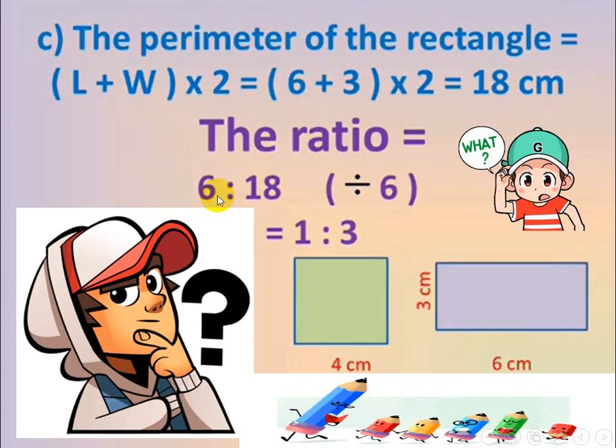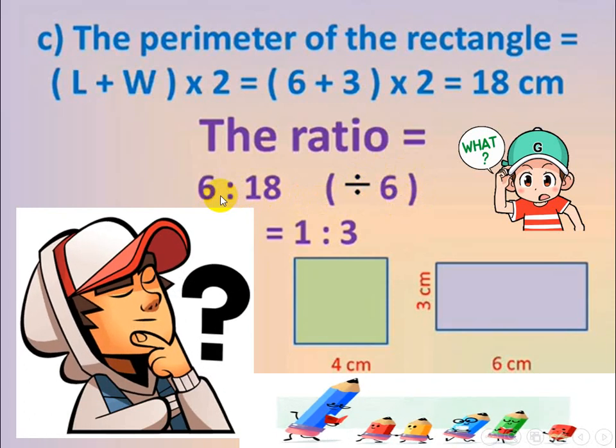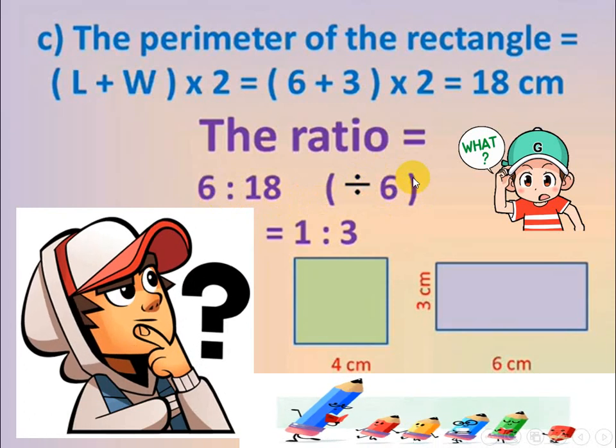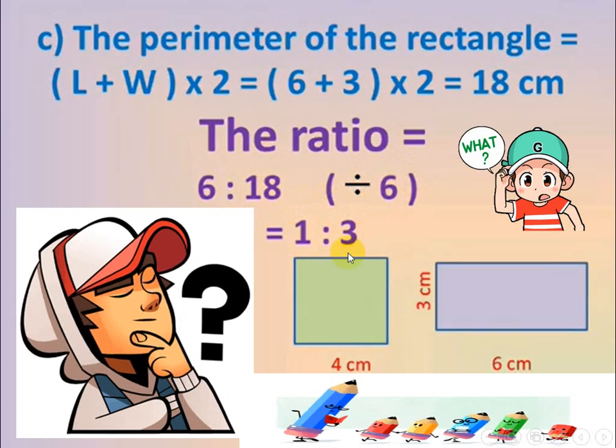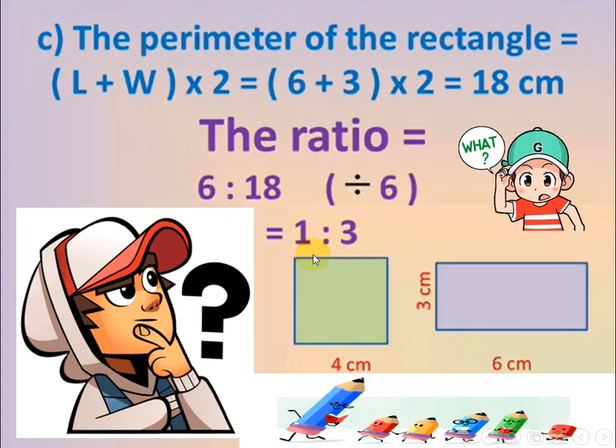6 and 18 are common in table 2, yes, 3, but there are larger ones. They are divisible by 6. So we'll write divided by 6. 6 divided by 6 equals 1. 18 divided by 6 equals 3. 1 and 3 are in the simplest form, so the ratio will be 1 to 3.